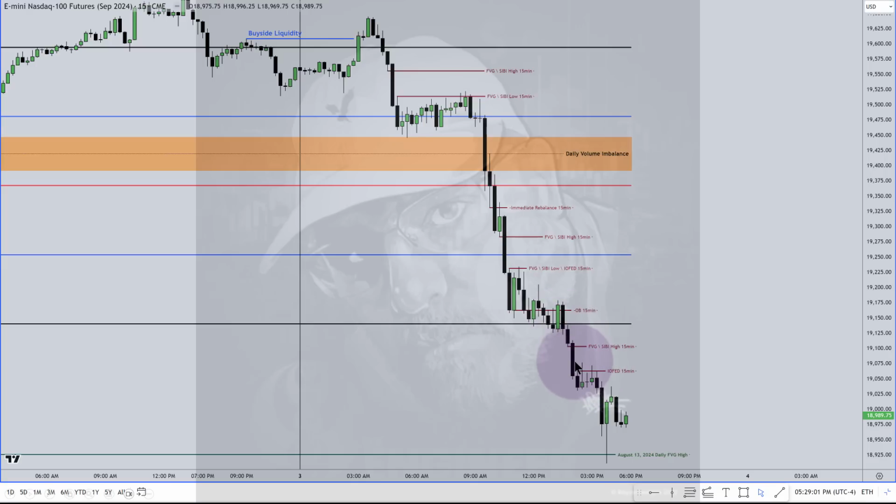And we keep seeing the market only see the lower half of the premium PD arrays or fail to get to them at all. That's a very weak market. And ultimately trading down to August 13th, 2024's daily fair value gap high. And you can see that on the daily chart.